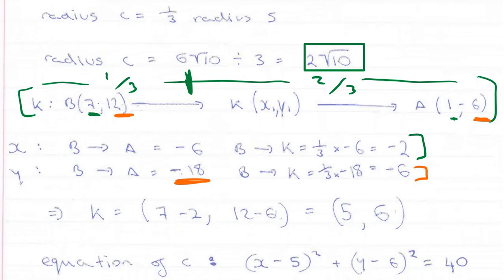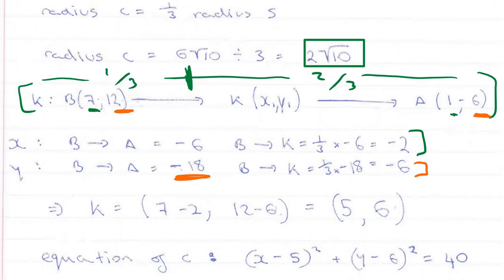So therefore, writing the equation of C, we can just say if its centre is 5, 6, then the equation will be x minus 5 squared plus y minus 6 squared equals the radius squared. Well, the radius is 2 root 10, so 2 root 10 squared is 4 times 10, which is 40.